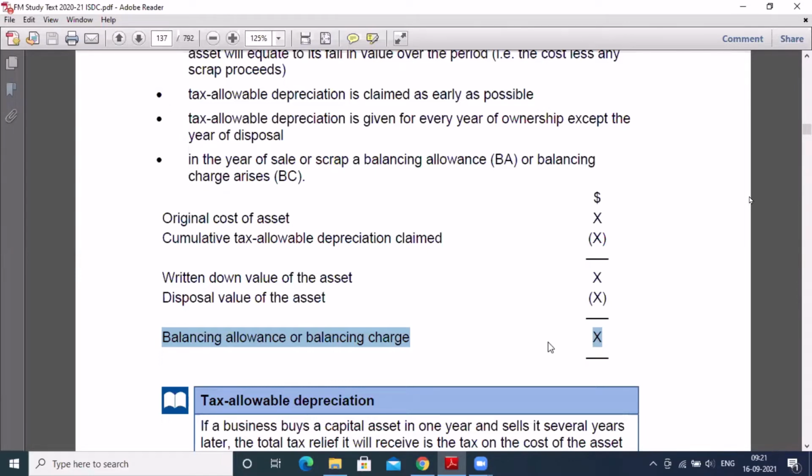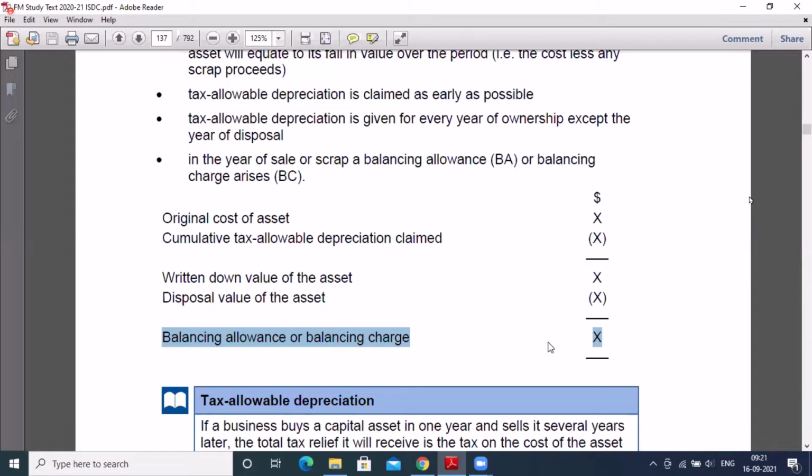How will we get the balancing allowance or charge? From the initial cost of the asset, we deduct accumulated tax depreciation, and after deducting that, we get the written down value. And from that, we deduct the disposal value of the asset, and whatever difference we get, if the disposal value of the asset is more than the written down value, we consider it as balancing allowance. Sorry, a small correction. If the disposal value is more than the written down value of the asset.